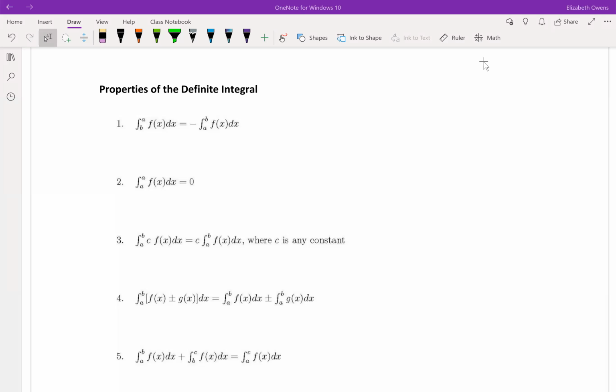In this part of section 5.3, we're going to look at some properties of the definite integral and give some real quick explanations of how these work the way they do.